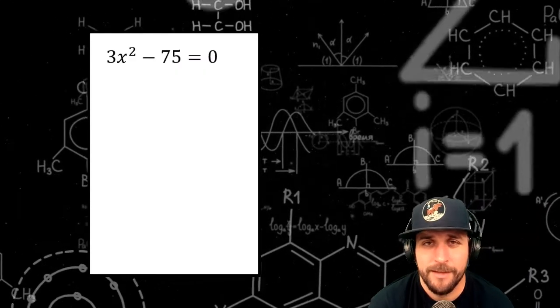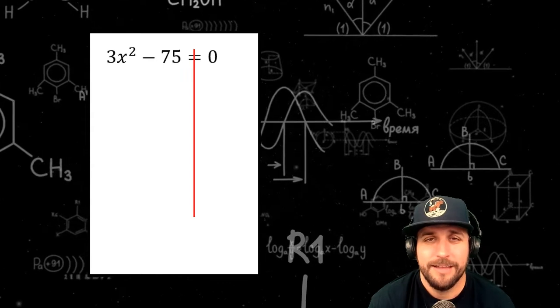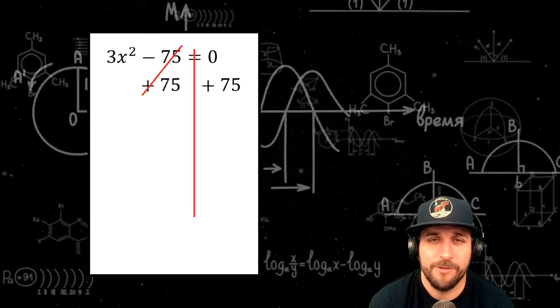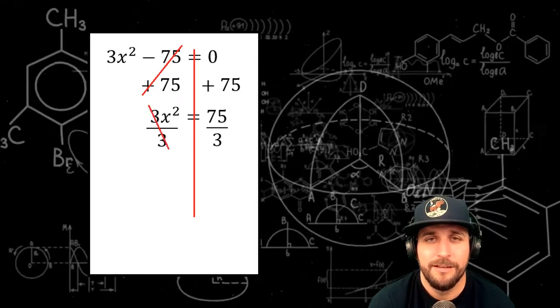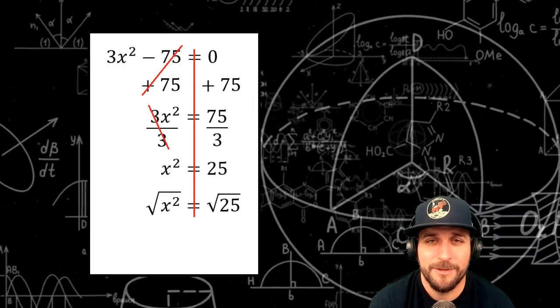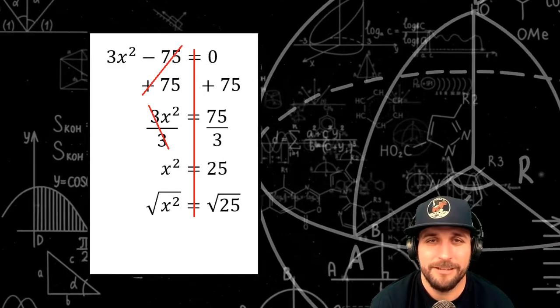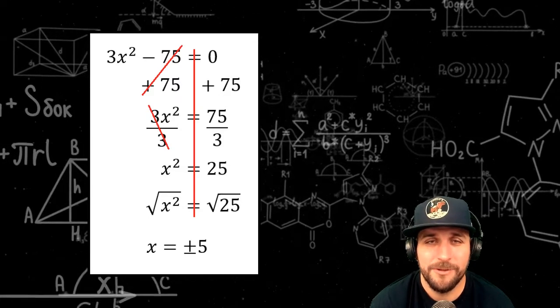On D, 3x squared minus 75 equals 0. Add 75 to both sides. 3x squared equals 75. Divide both sides by 3. X squared equals 25. And take the square root of both sides. So I get my answers of x equals 5 or x equals negative 5.